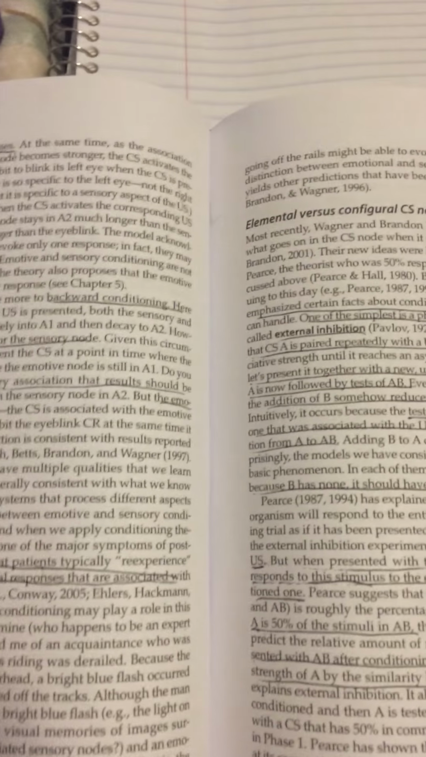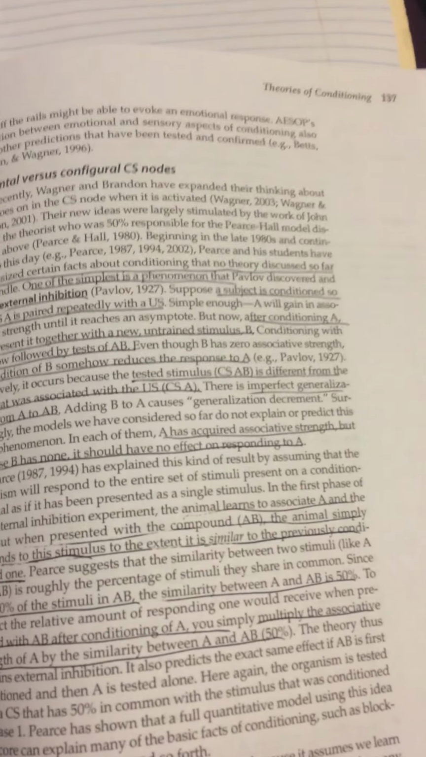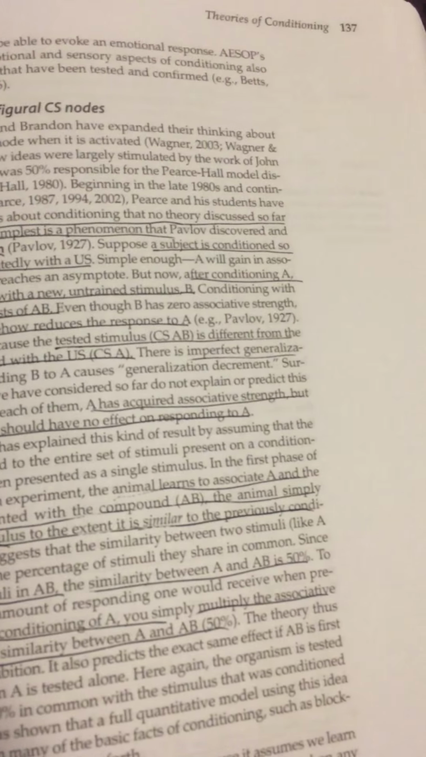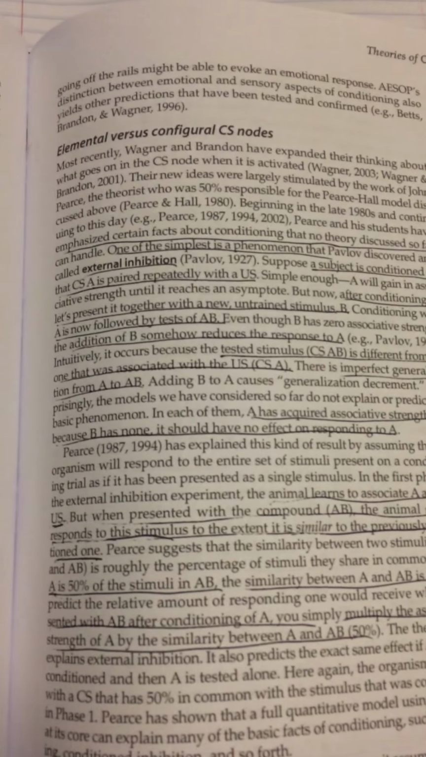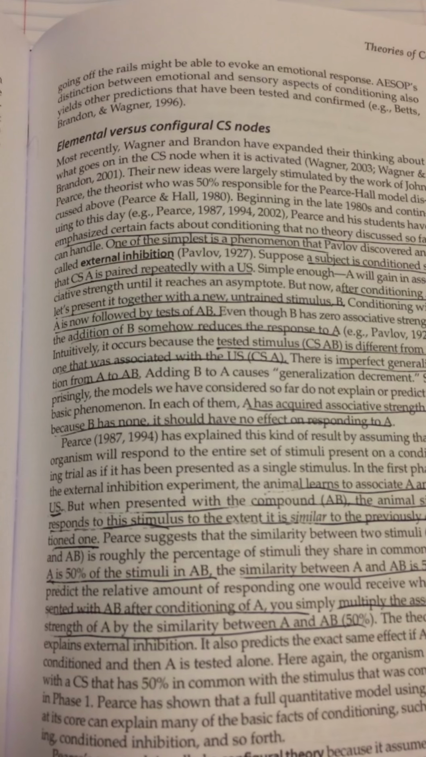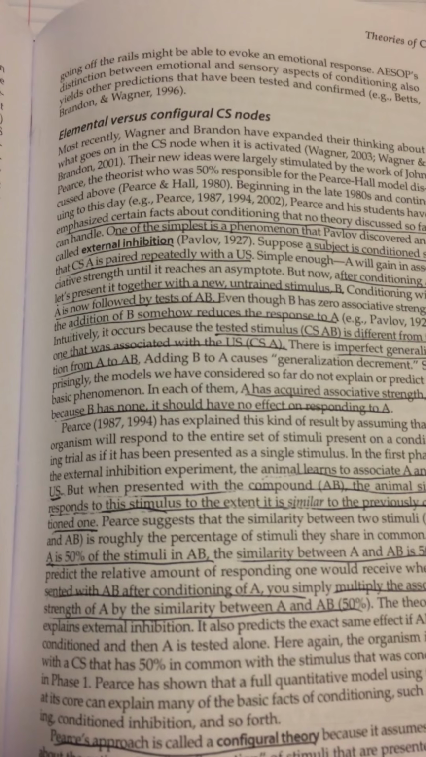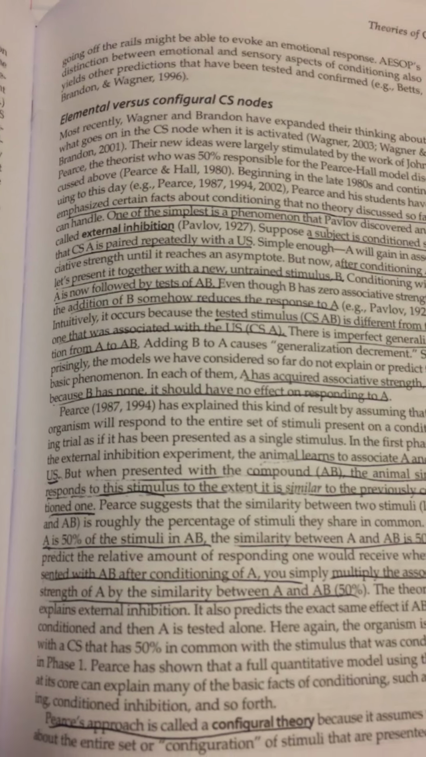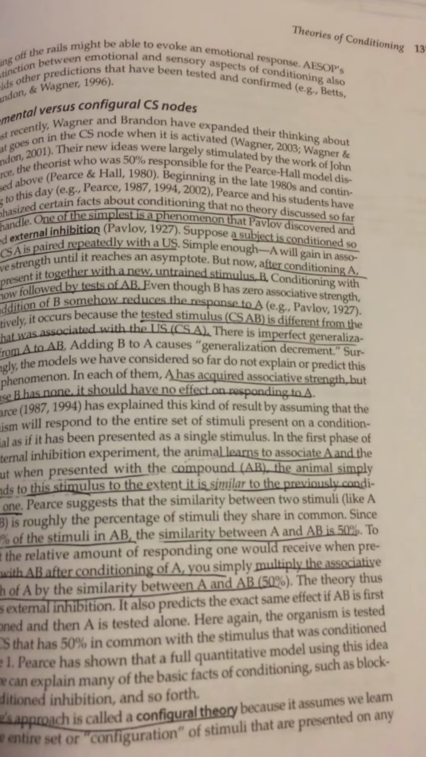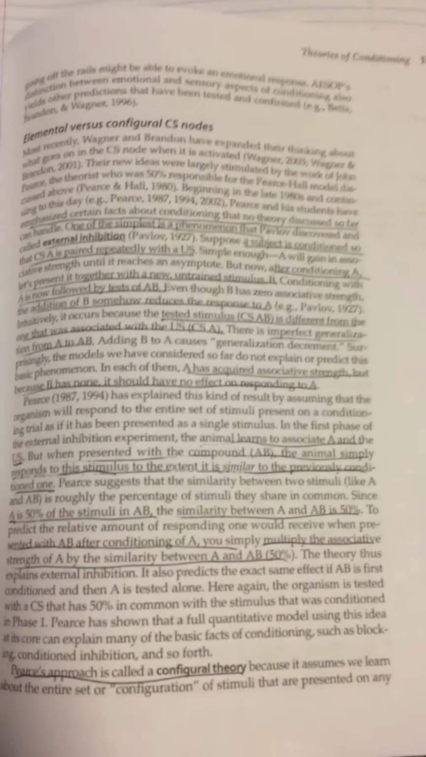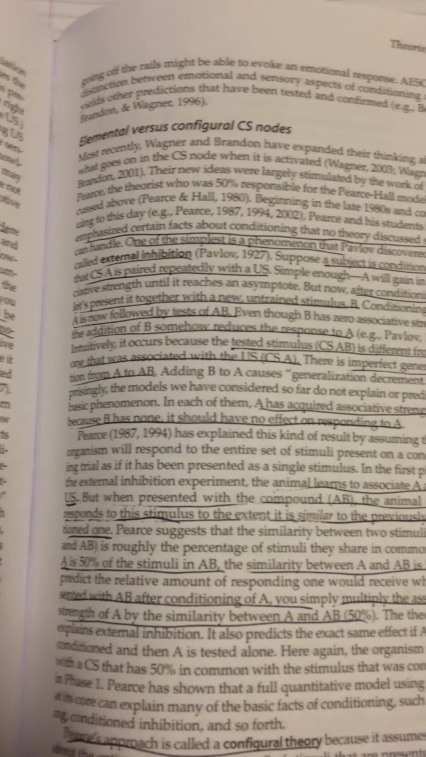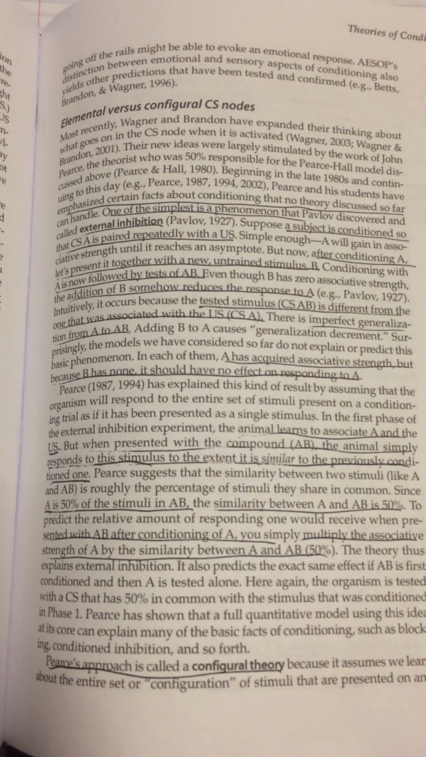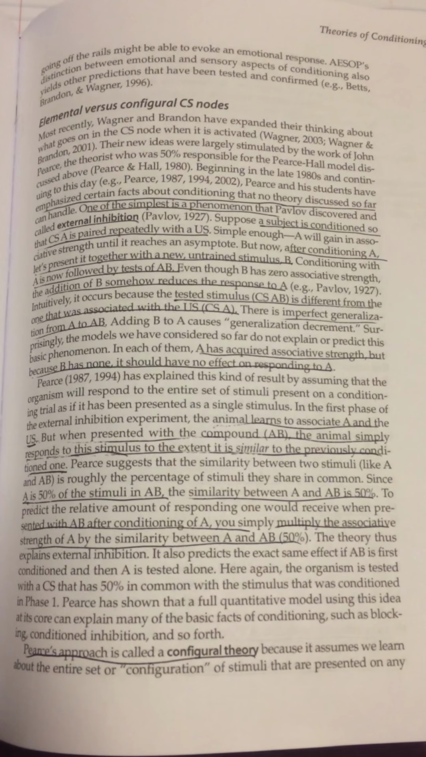Elemental versus configural CS nodes. Pearce emphasizes more on external inhibition. Once CS A is conditioned and paired with a US, they add a stimulus B. Now, A is followed by AB. B causes a reduced response to A, and then generalization between the two occurs. His theory is called configural theory, which means that you learn the entire configuration of stimuli that are presented on any trial.